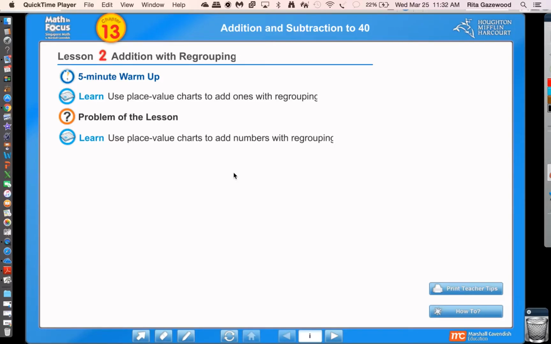Grade, we're going to be doing lesson 2 in chapter 13, addition with regrouping. We'll start with our 5-minute warm up. We will learn to use place value charts to add ones with regrouping. We will have a problem of the lesson, and then we will learn to use place value charts to add numbers with regrouping.